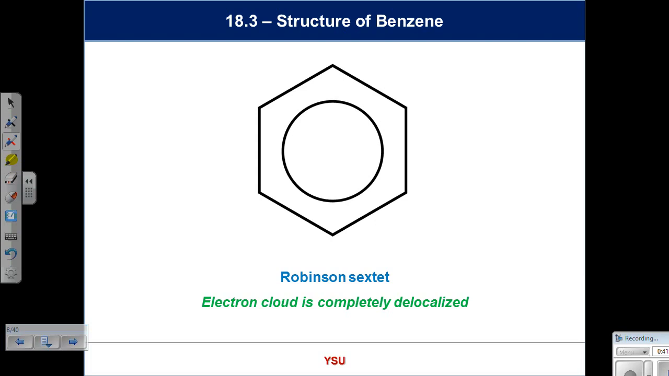So the Robinson sextet explains how this is completely delocalized, and I'll put up some models in a second and show you how this works from a more detailed perspective. But we now had the problem solved. Benzene is not a bunch of alternating pi bonds and single bonds. It is a completely delocalized pi system built on top of a sigma framework.